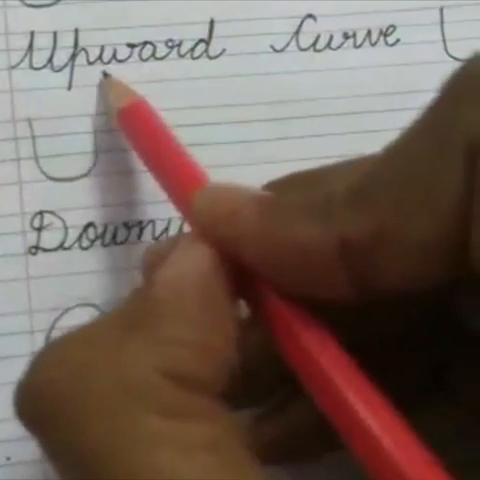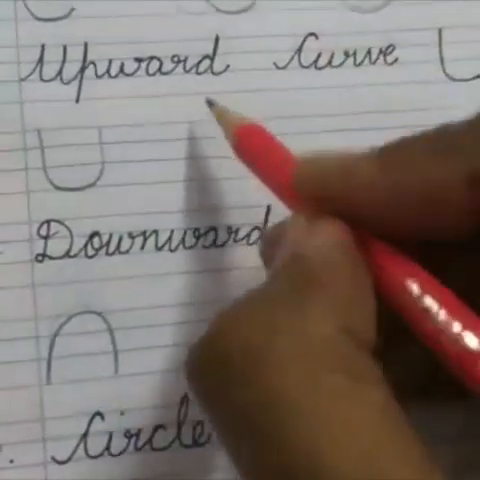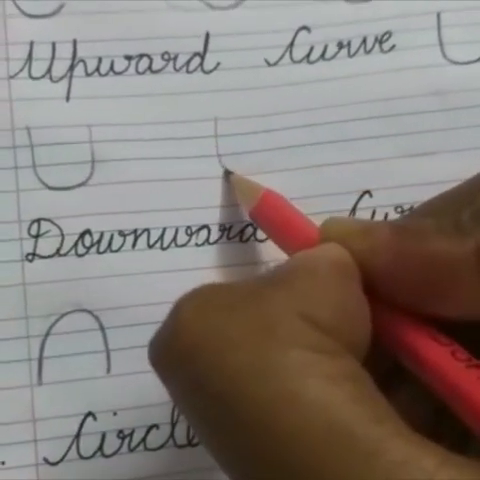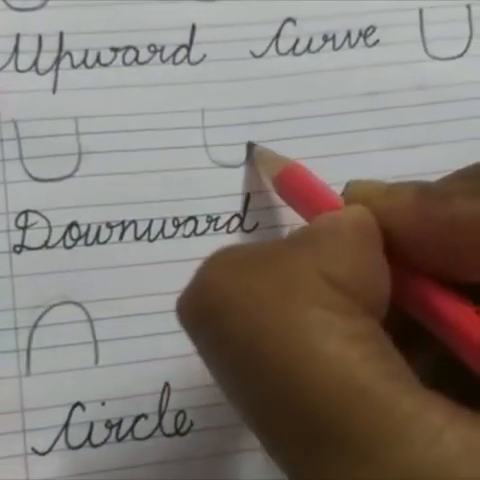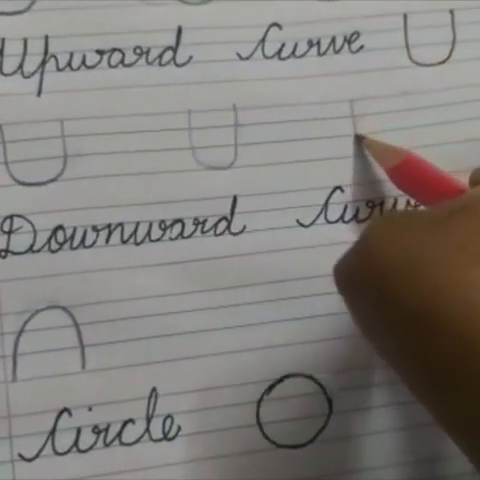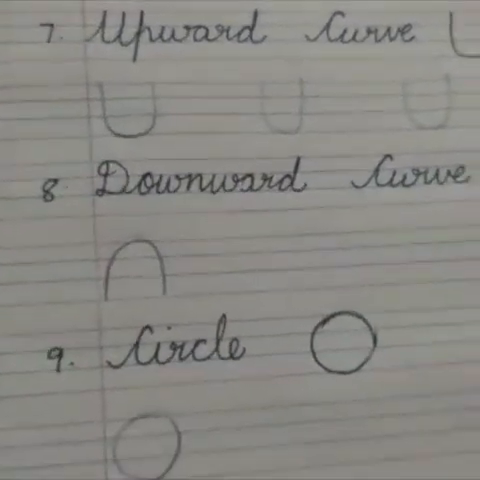Next is your upward curve. Upward curve like this. You start from the red line, you bring it down and again you go back up.